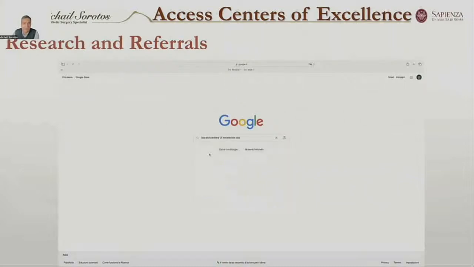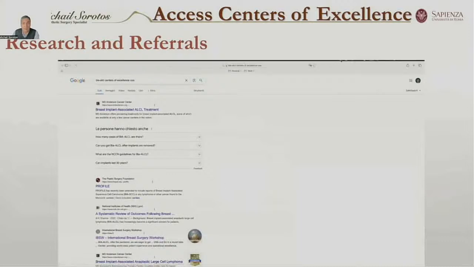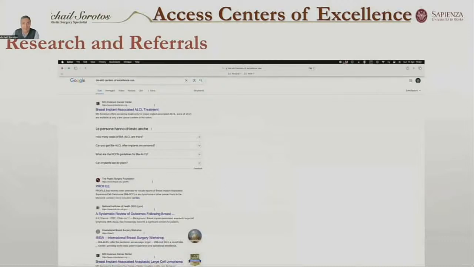We can do that by doing a simple search, and we'll see that, for example, if we look for BIA-ALCL centers of excellence in the US, MD Anderson comes first. We can see that we can find further information, for example, on our website regarding the International Breast Surgery Workshop or the World Consensus Conference on BIA-ALCL, where resources can be found.